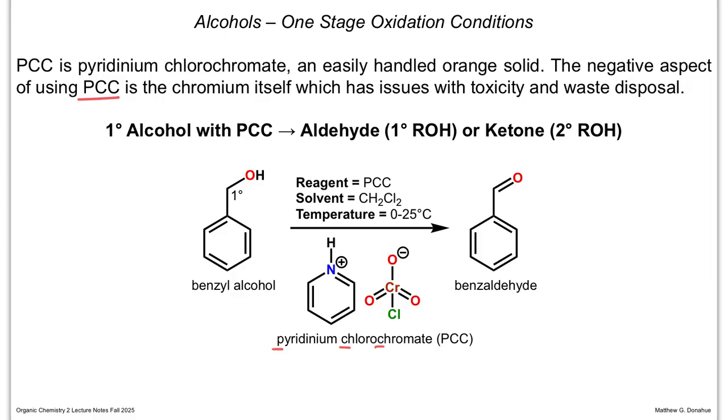So under these conditions, this H gets substituted for the chromium. That makes it a good leaving group. And then you have the carbonyl H, which is acidic. So H is gone, it's replaced by a leaving group, and then you do an elimination. And so that's how you end up with an aldehyde.